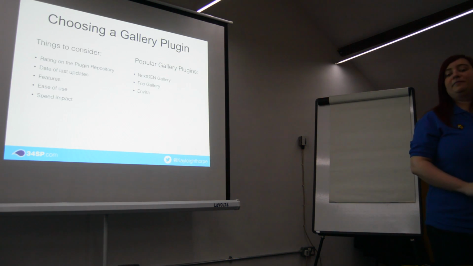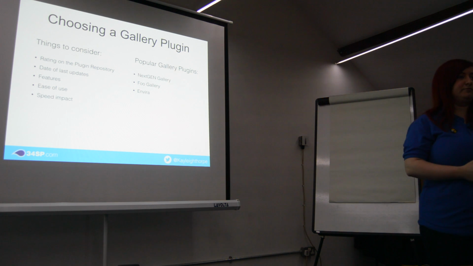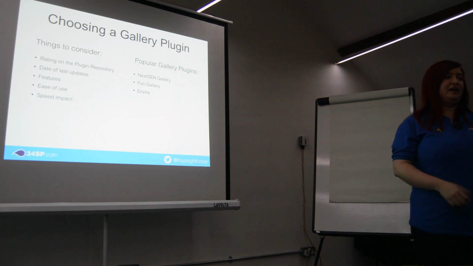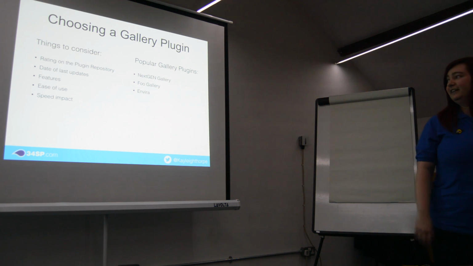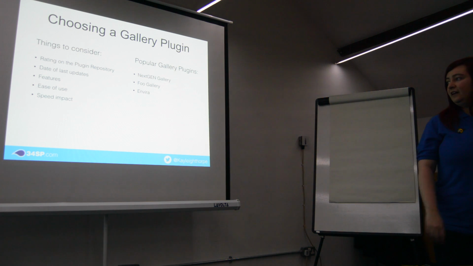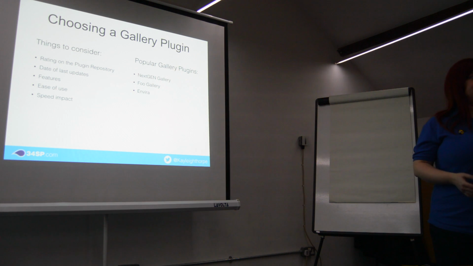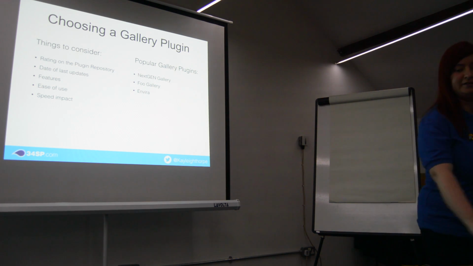So, first, the things that I like to consider when I'm looking at a gallery plugin. I like to check the rating on the WordPress repository. That's probably the main thing I do, because there's so many plugins out there, you want to make sure you get one with a decent rating. It's important to check the last time it was updated, of course, because you don't want one that's not been updated in the past year. It might not be very secure. Also features, ease of use, and importantly, speed impact, but we'll be talking more on that when I go into the optimization part of the talk.